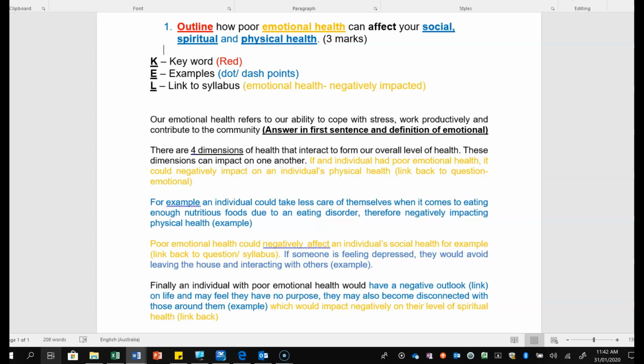It's important that you read the question a number of times before you actually answer it, so you know exactly what you're writing about, and then follow my structure, okay, of answering in the first sentence and defining the body of the question, which is on emotional health, and then addressing the question by giving your examples and your link back to the syllabus.